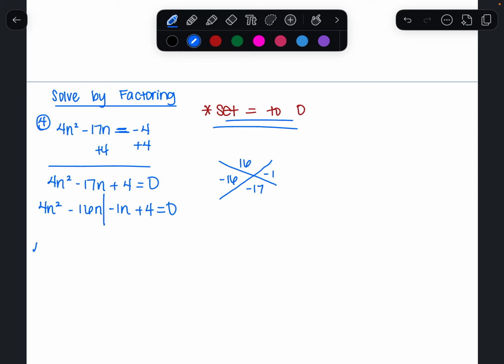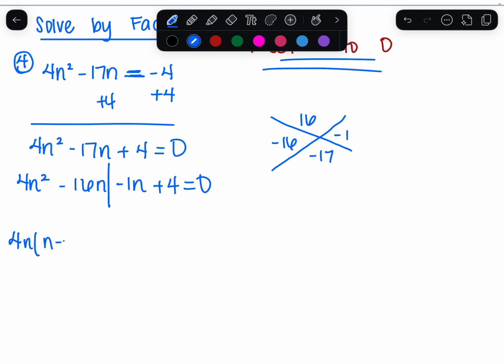I'm ready to rewrite. So negative 17n is going to become negative 16n minus 1n, or minus n. Split it up. Greatest common factor is 4n. So we get n minus 4. And then we're going to factor out a negative 1 here. So we always have to factor out something from that second group. And we get n minus 4 when we do that. So we have n minus 4 and 4n minus 1.